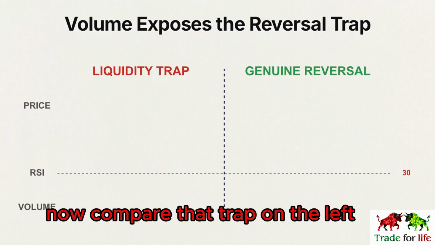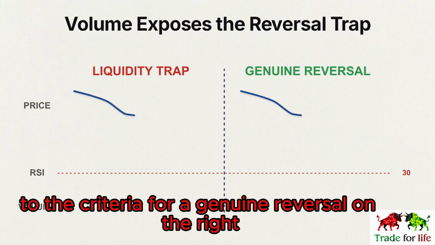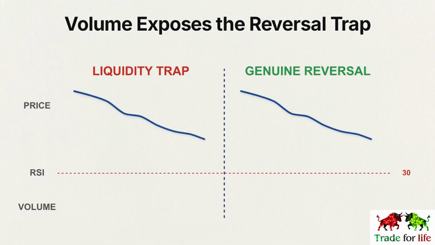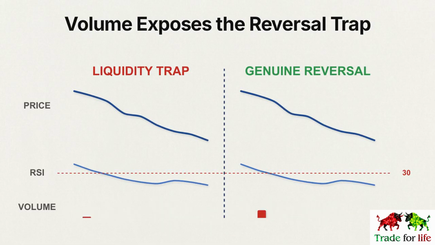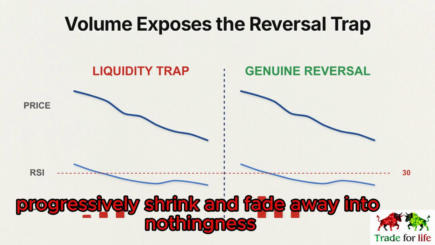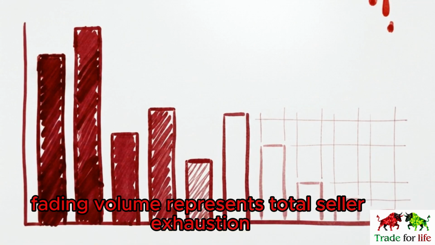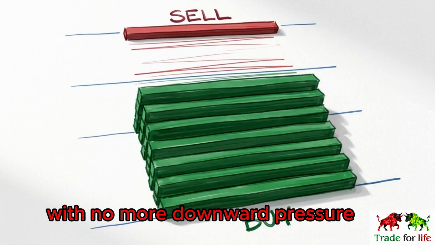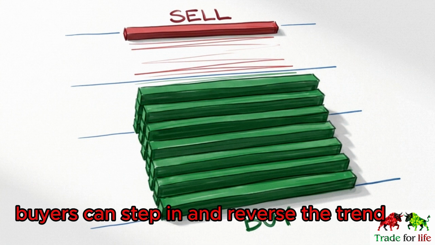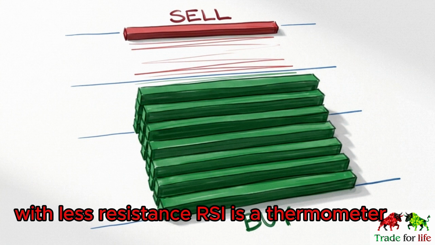Now compare that trap on the left to the criteria for a genuine reversal on the right. Notice how the price still drops and the RSI is still below 30. But the red volume bars at the bottom progressively shrink and fade away into nothingness. Fading volume represents total seller exhaustion. The supply of sell orders has simply dried up. With no more downward pressure, buyers can step in and reverse the trend with less resistance.